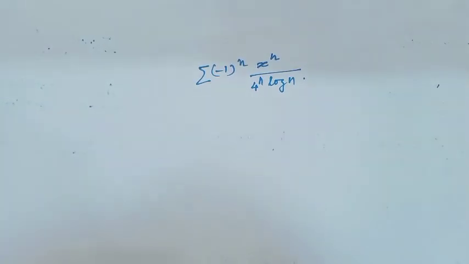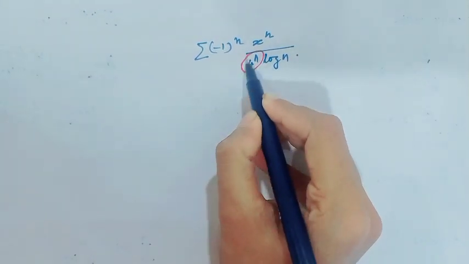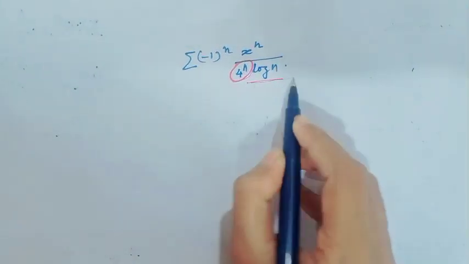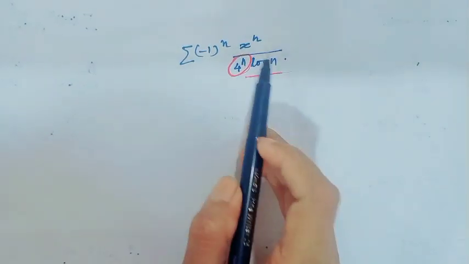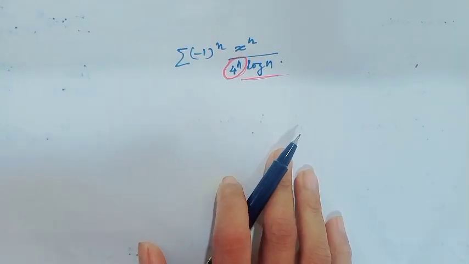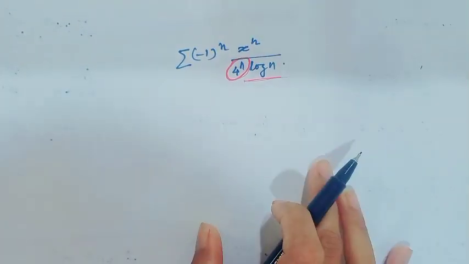Example: the power series minus 1 to the power n x to the power n over 4 to the power n log n. At first my question is, which test would be applicable here? For 4 to the power n, as my viewers have understood, the ratio test would be applicable. But for log n also I will apply the ratio test. That means from this power series we understand that where log n is given, the ratio test would be applicable.